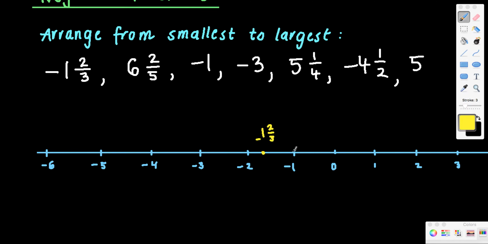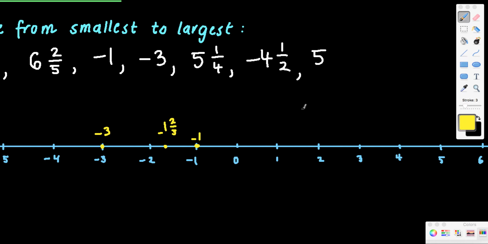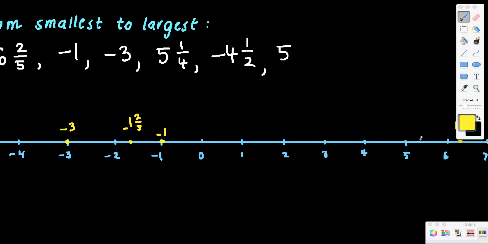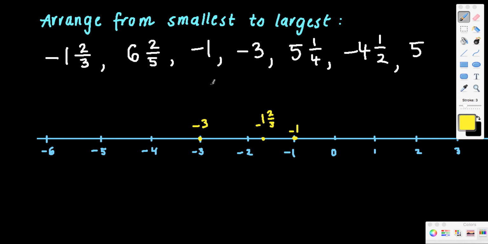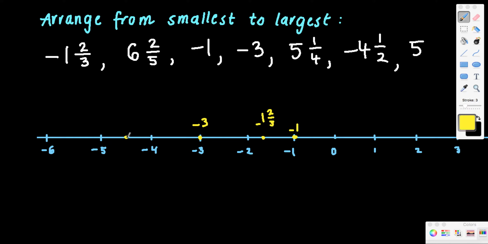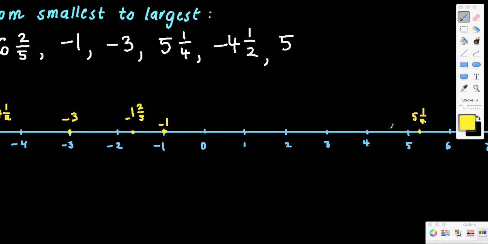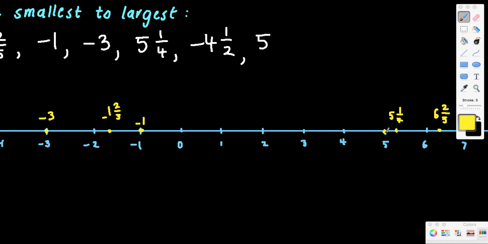Next one is -1, well that's nice and straightforward, and -3 as well. +5 1/4, we go back up this end here, so 1/4 of the way towards 6. -4 1/2, so -4 all the way down here and half of the way towards -5. And then my last one is +5. So all the way up here, there it is.